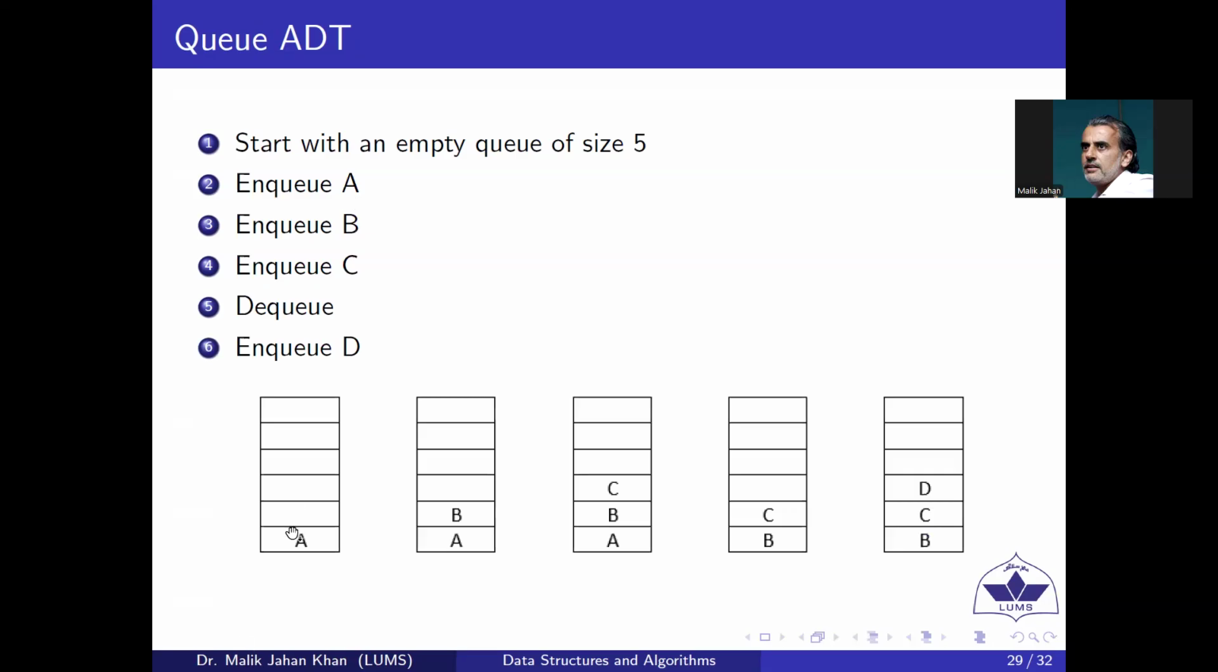So when we enqueue, A goes here. When we enqueue B, B goes there after A, C goes after B. So when we perform this dequeue operation, that means that the element which was added first has to go out. So this side is being used for adding elements.